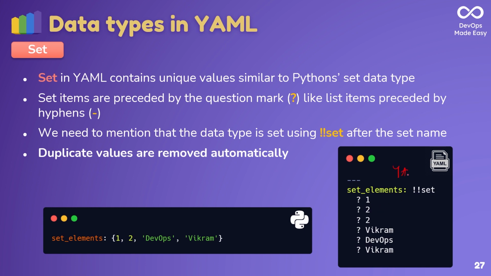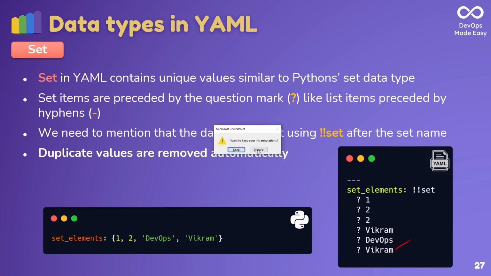Let's say this is in your YAML file, where there are two duplicate values, two, and again duplicate names, Vikram. Once your Python program parses this data, these duplicate elements will be removed. Only one value will be retained and the other duplicate value will be removed.